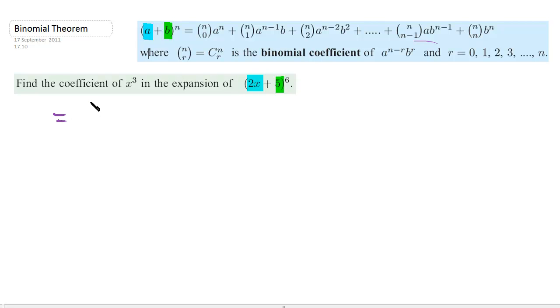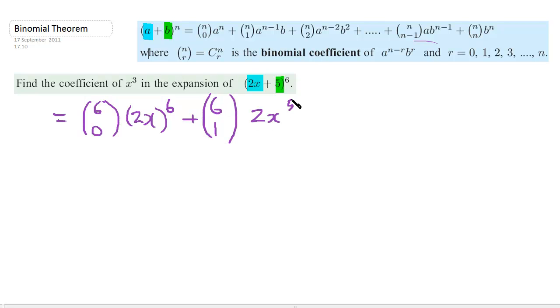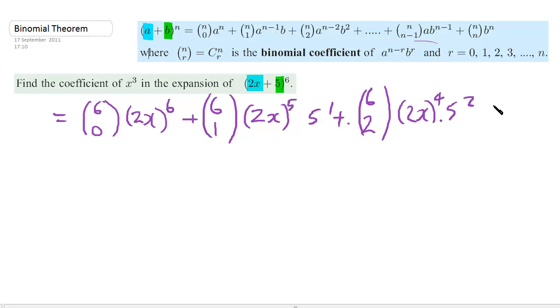So if we expand this, we know that n is 6. Start at 6c0 of 2x all to the power of 6. There's no b bit in the first term. 6c1 2x to the 5 times by b, which is 5 to the 1, plus 6c2 times 2x to the 4 times by 5 squared plus 6c3.